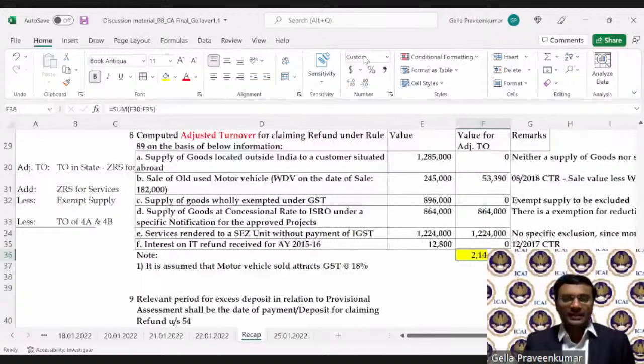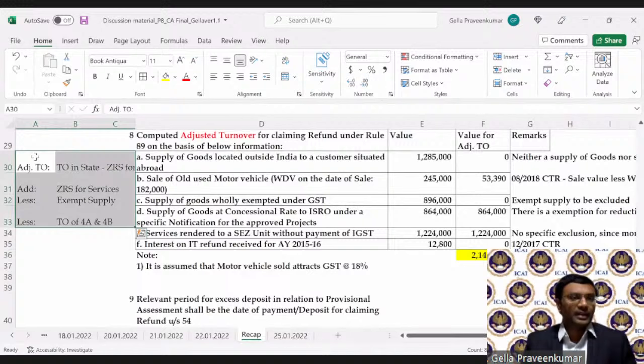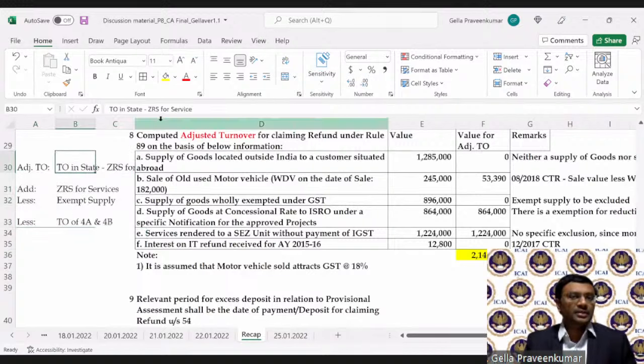23,94,000. Slightly there is a difference, Namita. Please check where you went wrong in the calculation. Namita asked this question: sir, in adjusted turnover, zero rated supply of services is to be deducted, then why is it added again? Namita, just look at this formula. Adjusted turnover excludes zero rated supply of services and it is added back again.